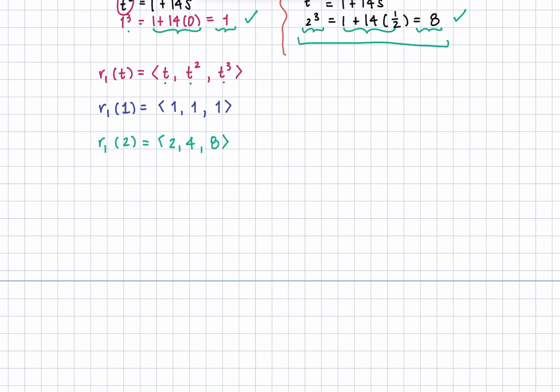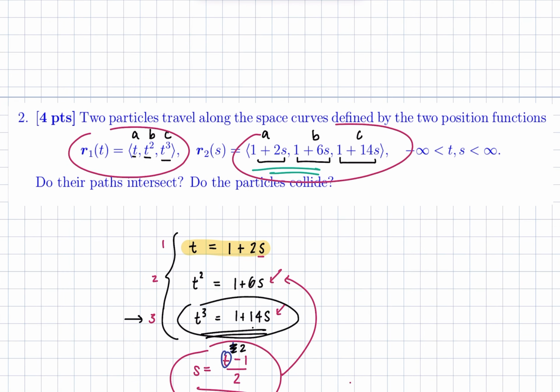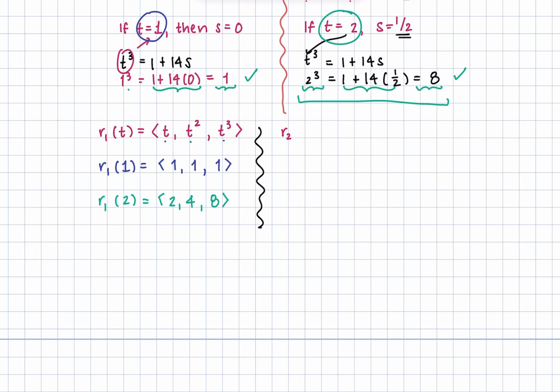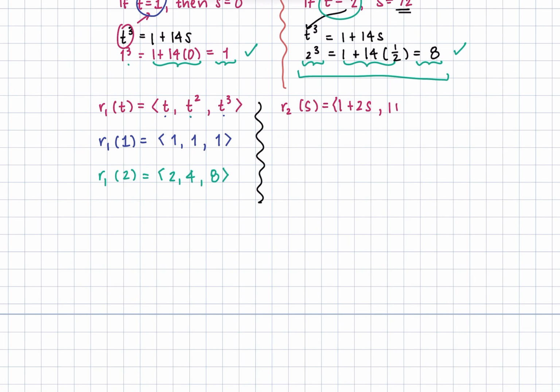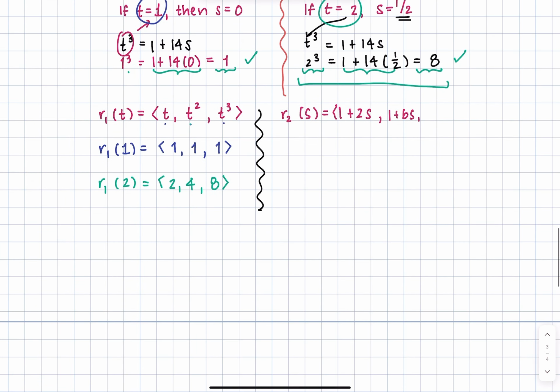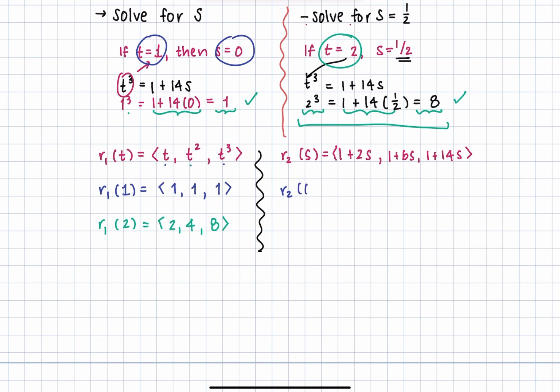And we can check our work by plugging our s values into the r2 function. r2 of s equals 1 plus 2s, 1 plus 6s, 1 plus 14s. Since for the first one I got s equals 0, I'm going to plug in r2 of 0. 1 plus 2 times 0 is 1, 1 plus 6 times 0 is also 1, and lastly, 1 plus 14 times 0 is also 1.